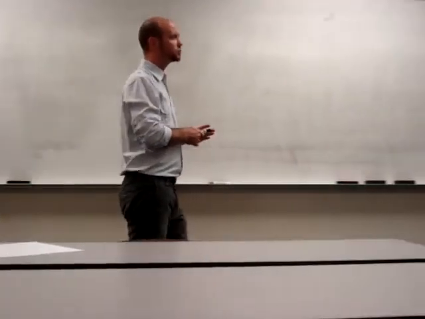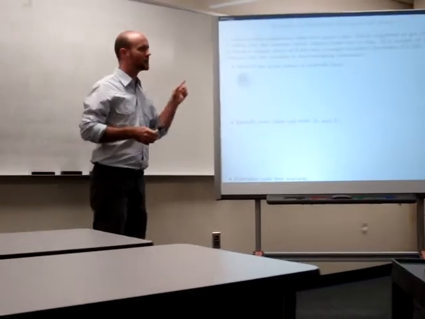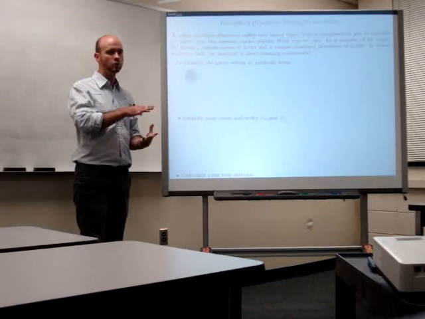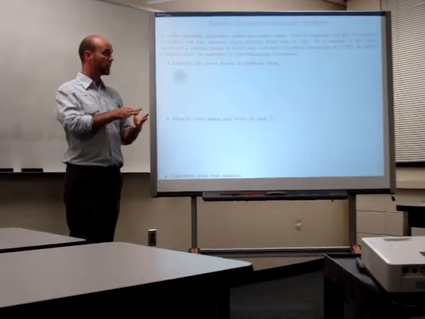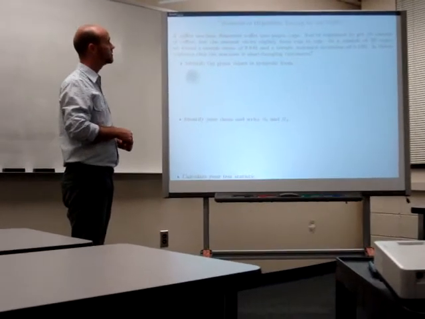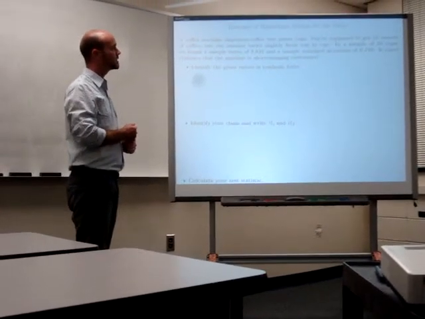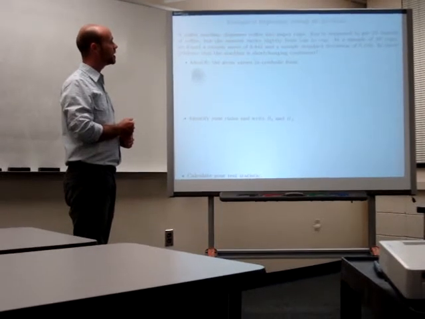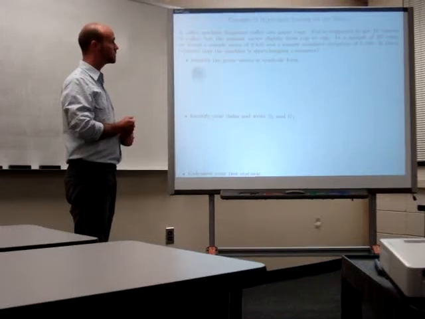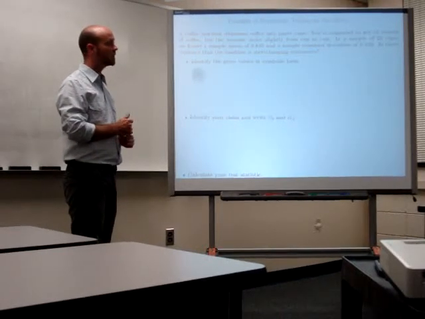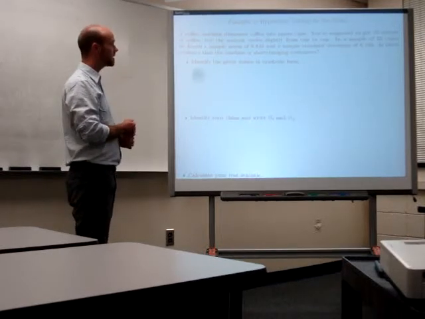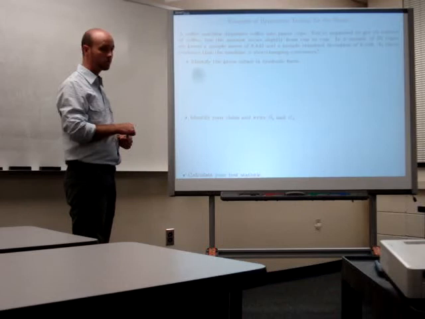So let's just read through this example right here, and as I read through it, I want you to pick out key information, and I want you to think about how you can use this key information to test for the mean. So this example states, a coffee machine dispenses coffee into paper cups. You're supposed to get 10 ounces of coffee, but the amount varies slightly from cup to cup. In a sample of 20 cups, we found a sample mean of 9.845 and a sample standard deviation of 0.199. Is there evidence that the machine is shortchanging customers?